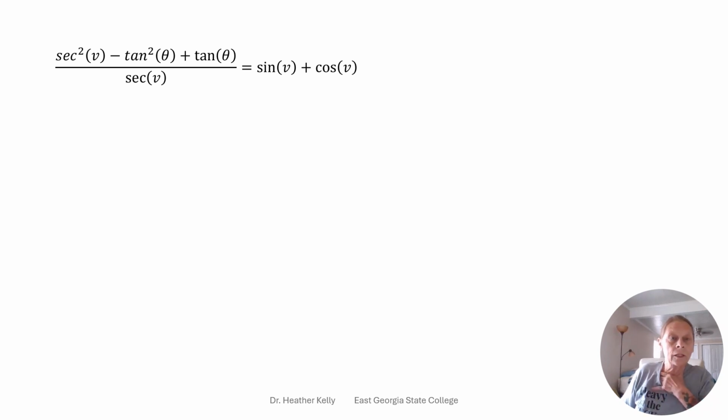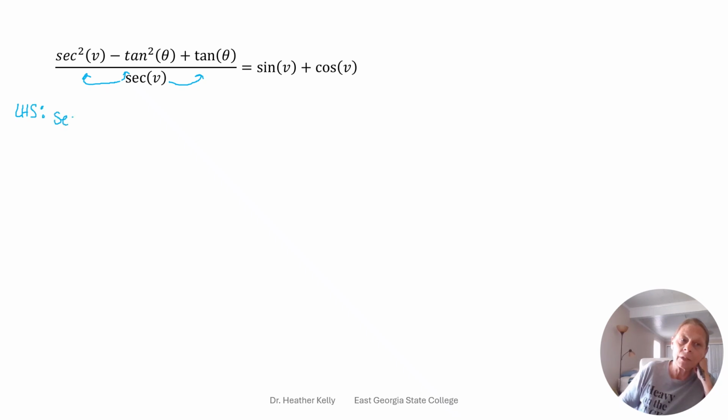Alrighty, let's take a look at this one now. Clearly, we're going to have to do some left-hand side work. There's nothing to do on the right-hand side. We can't simplify that any more than it just being sine v plus cosine v. So let's get over here. The first thing I kind of notice is I could separate this left-hand side.